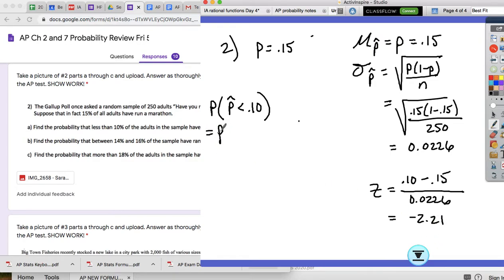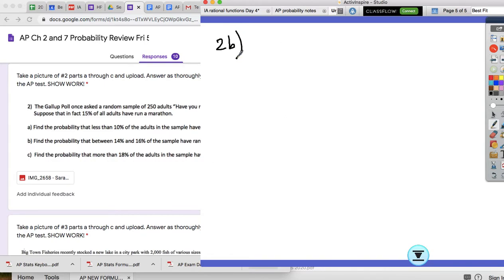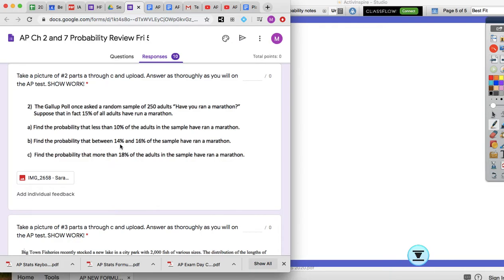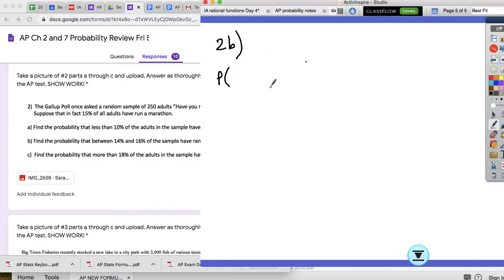So this is going to equal the probability that my z-score is less than negative 2.21. Since it's a less than problem, I just look up negative 2.21 on my chart, and I get 0.0136. So that means 1.36% is my answer. That was the answer to part 2A. Here's 2B. We want the probability of being between 14 and 16%. So that's the probability that my sample proportion is between 0.14 and 0.16.